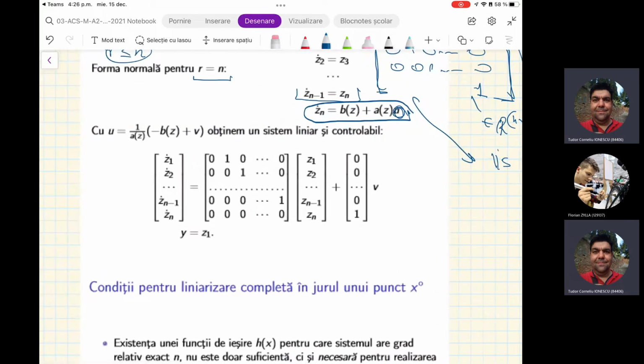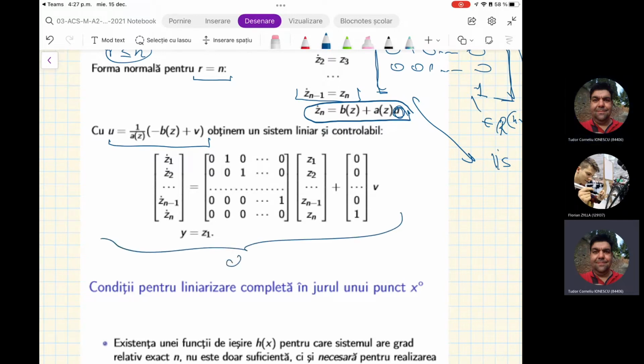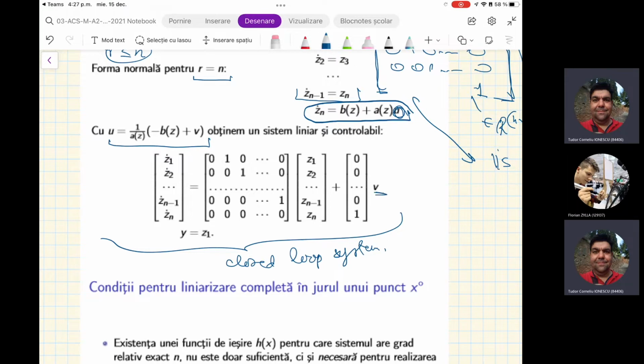And if you pick this input, you get a linear controllable system, which is this one. This is the linear controllable system. This is full because the whole system is linearized. This is the closed loop system. Okay, it's very nice. So the whole closed loop system.